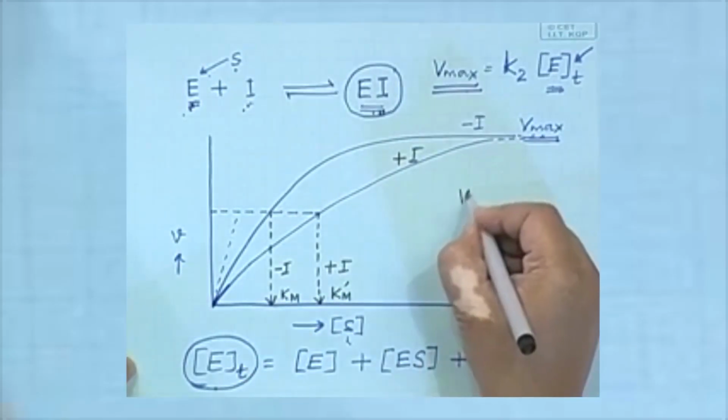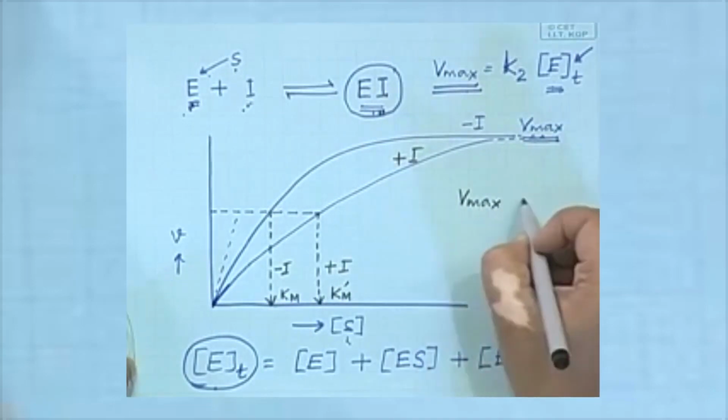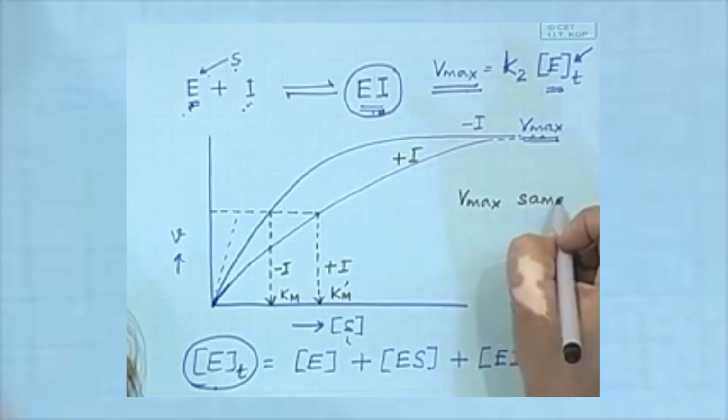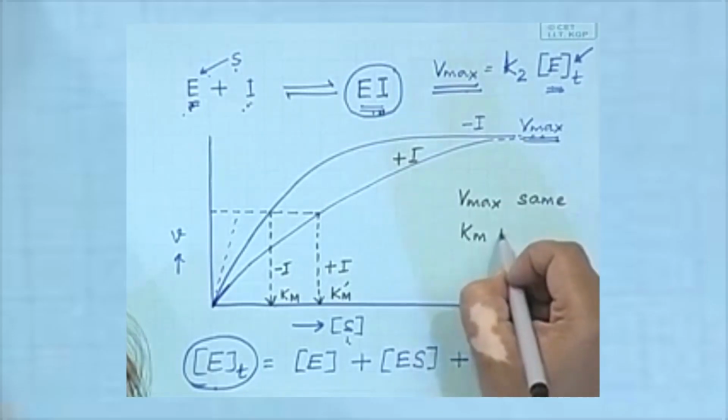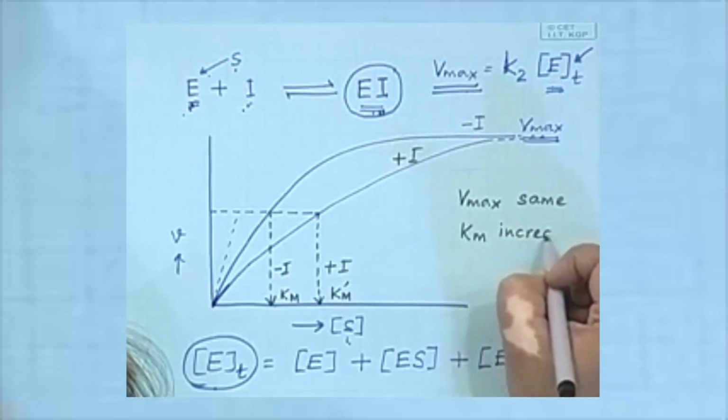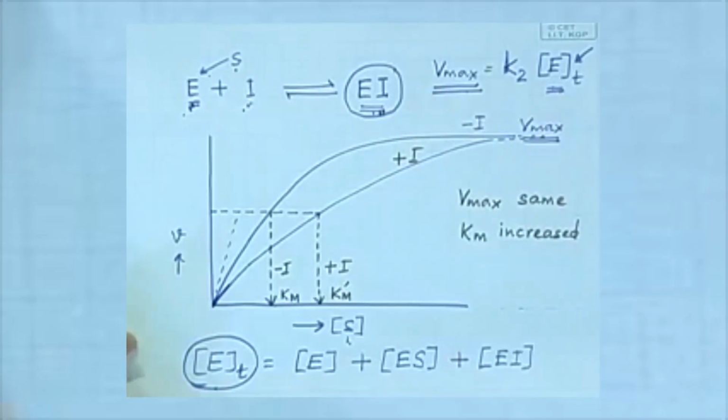So my Vmax: same. Km: increased. For what? For competitive inhibition of the enzyme.